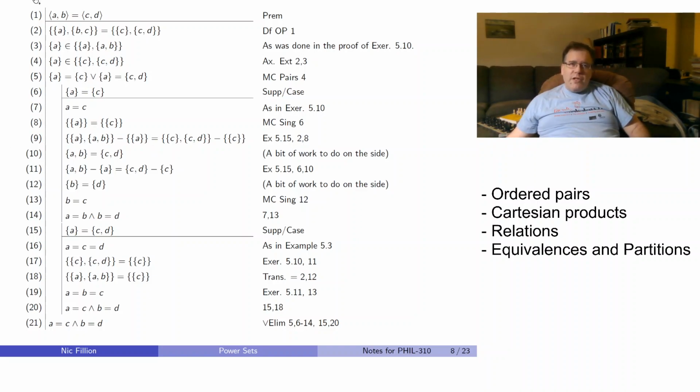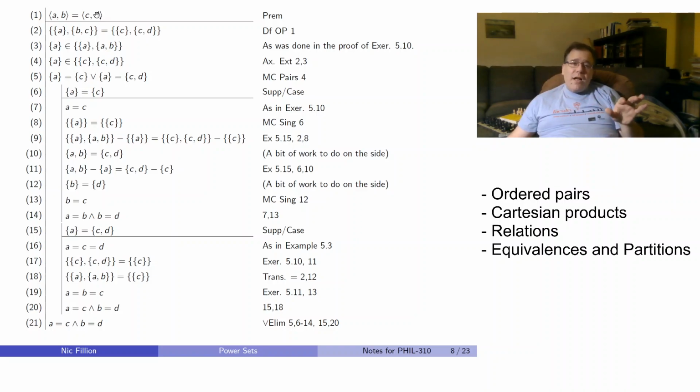So I'm just doing the part that goes from line 1 to line 21. The other direction is fairly easy, so we're just going to focus on this one direction. We start from line 1 saying the pair AB equals the pair CD. That's our premise or our supposition. And we're trying to reach the conclusion that A equals C, so they have the same first member, and furthermore, B equals D, so they have the same second member.